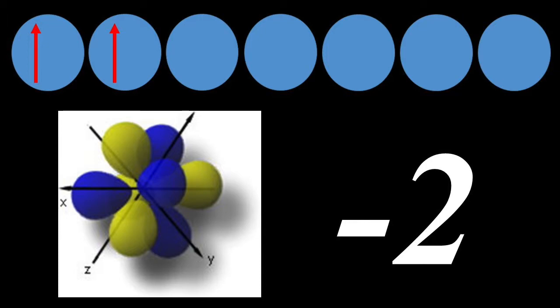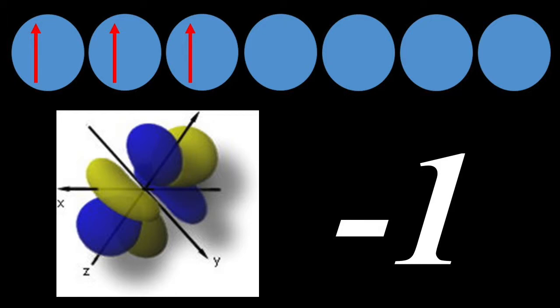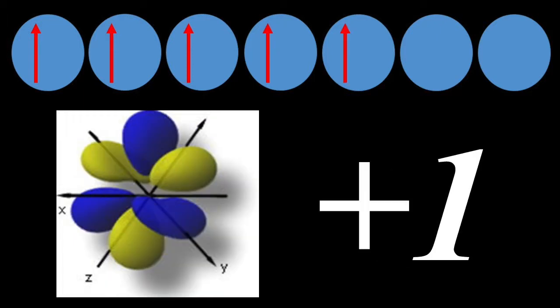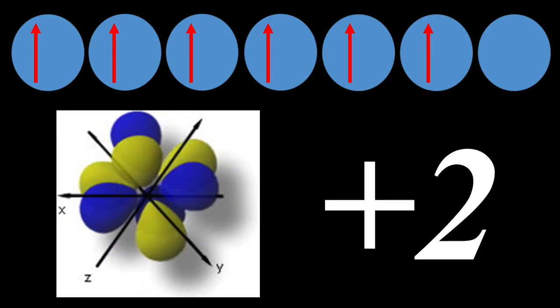This would be negative 2. That's the shape for that. Then negative 1. You can see how the shapes are similar, but this one is a little funky looking. Kind of cool, it looks like it has two collars on a P subshell. And then this is going to be positive 1. Then next would be positive 2. Again, those look very similar. And then plus 3. Okay?